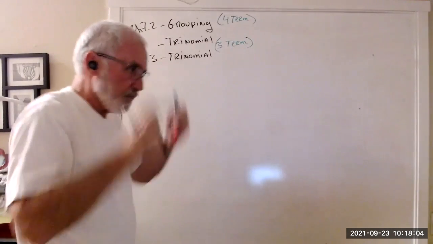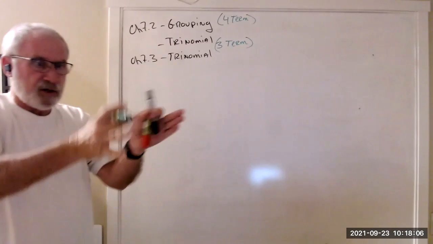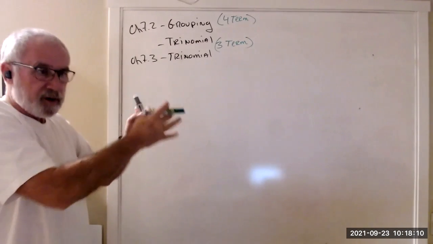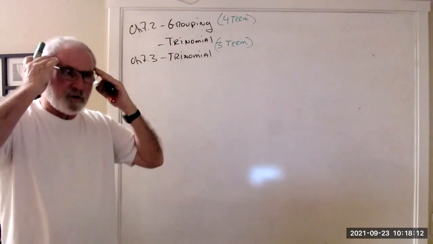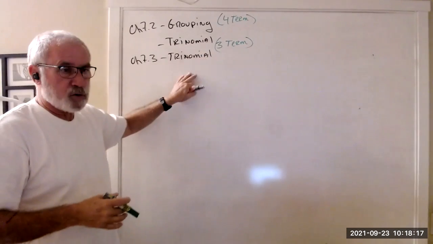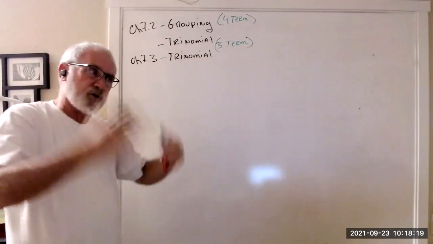So in your head, you need to have these kind of chunks. Always do common. Does it have 4 terms? Then I'm going to do this grouping. So you've memorized a grouping problem. Does it have 3 terms? Then I'm going to use trinomials. So you've memorized a trinomial problem.